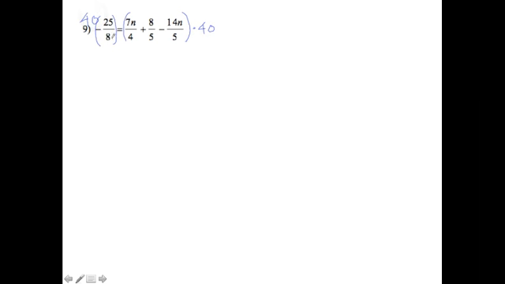Okay, now 8 goes into 40 5 times. So I can cancel that 1, cancel that 5. 5 times, don't forget this is a -25, so 5 times -25 is -125 is equal to, 4 goes into 40 10 times, 10 times 7 is 70n. 5 goes into 40 8 times, 8 times 8 is 64. Minus 5 goes into 40 8 times, 8 times 14 is 112.